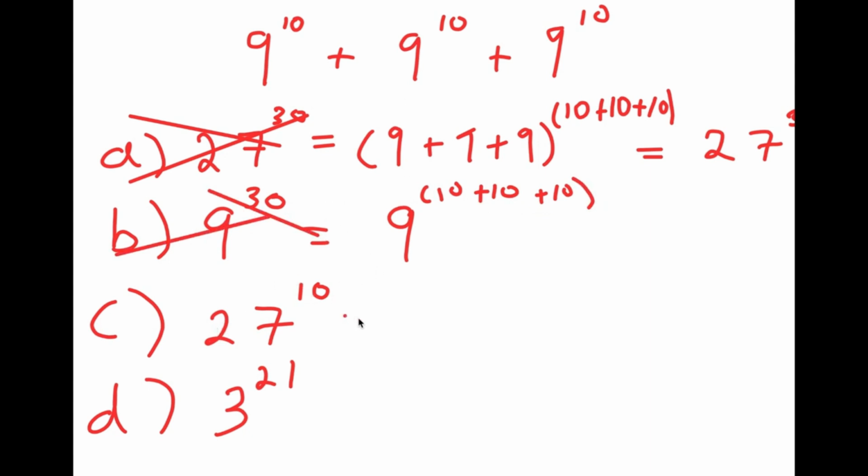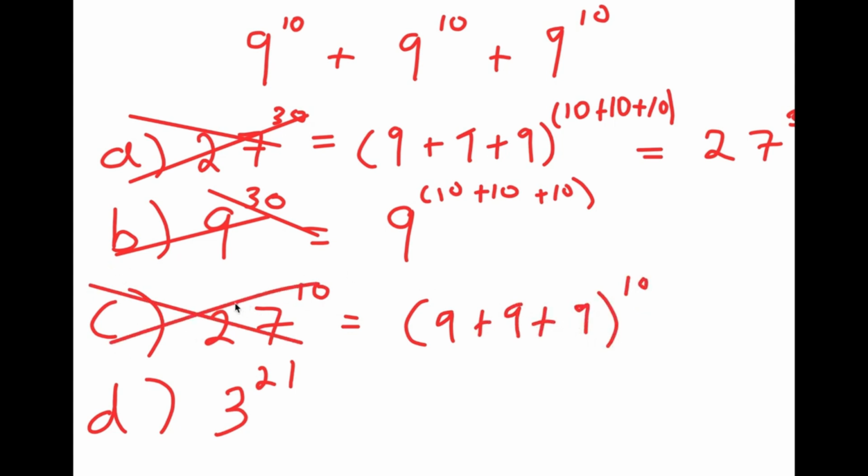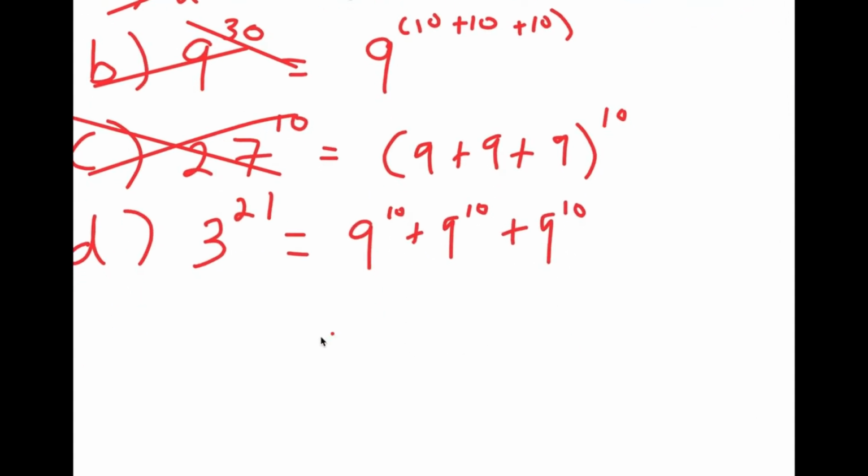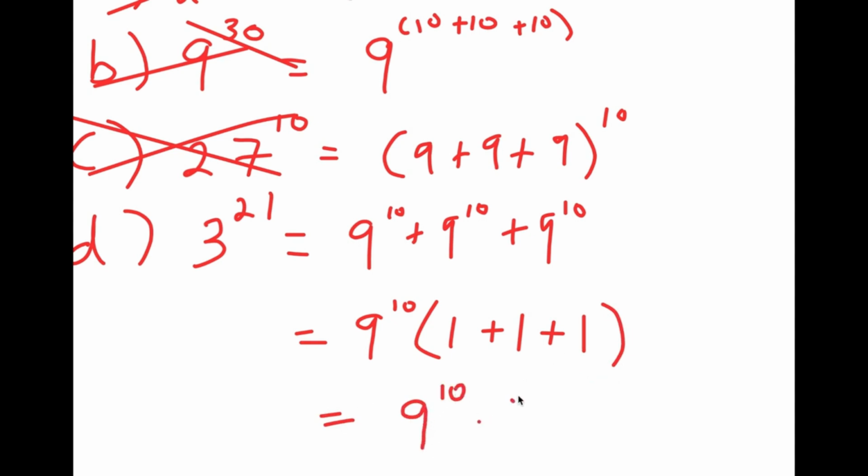Now we have 27 to the power of 10, and this was gotten from adding the bases but keeping the exponent the same. And this again is wrong as well. That's not how you add exponents. Now 3 to the power of 21, which is by process of elimination the right answer, we're going to see how they got this. So we first start with 9 to the power of 10 plus 9 to the power of 10 plus 9 to the power of 10. And I'm going to factor out 9 to the power of 10. So I get 9 to the power of 10 times 1 plus 1 plus 1, which is equal to 9 to the power of 10 times 3.